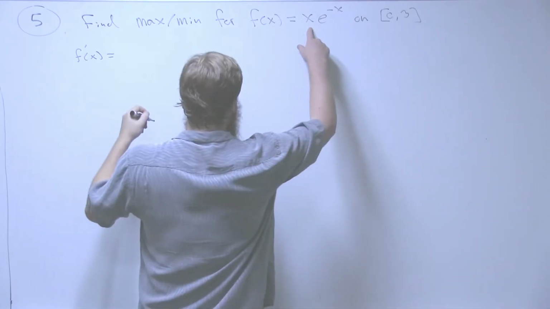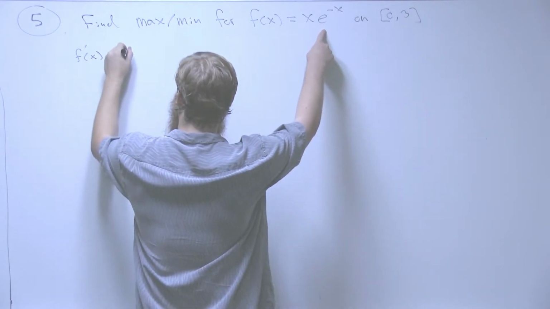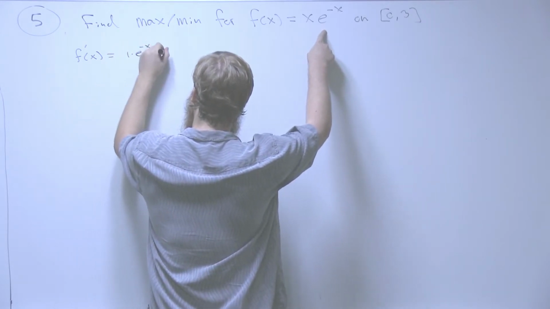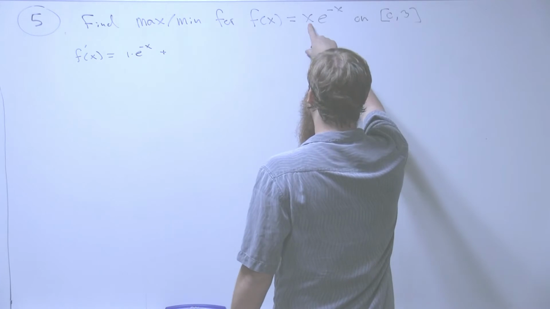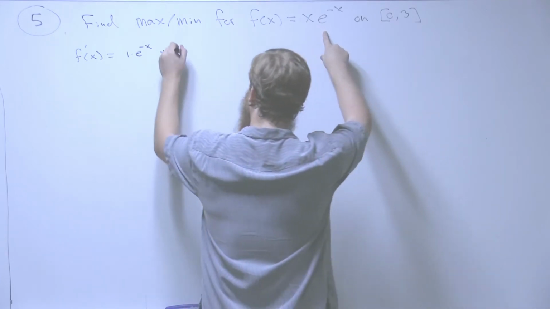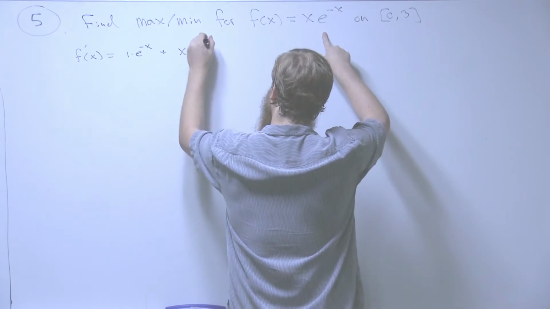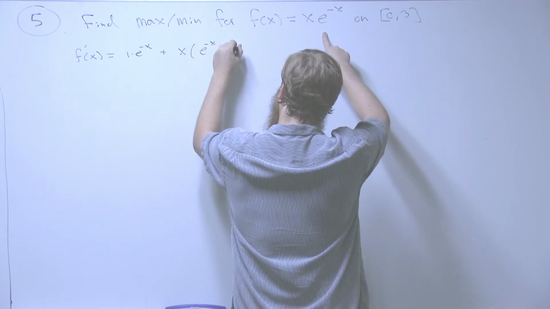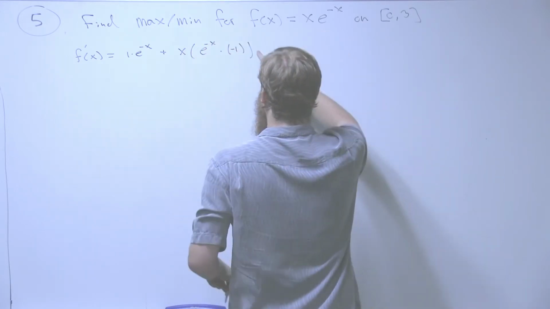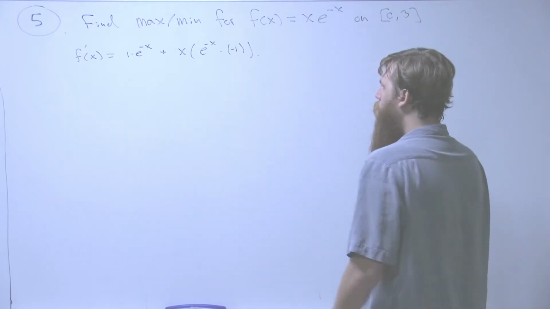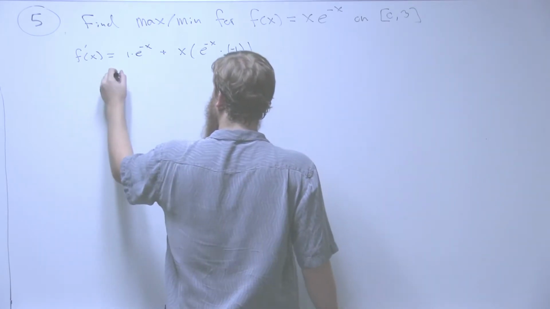So first I'll differentiate the x. I'll leave e to the minus x alone, so I get 1 times e to the minus x plus. Now I'll leave the x alone, I'll differentiate e to the minus x, so I'll have x times, now my derivative for e to the minus x is e to the minus x times negative 1 by the chain rule. We can simplify this a little bit.